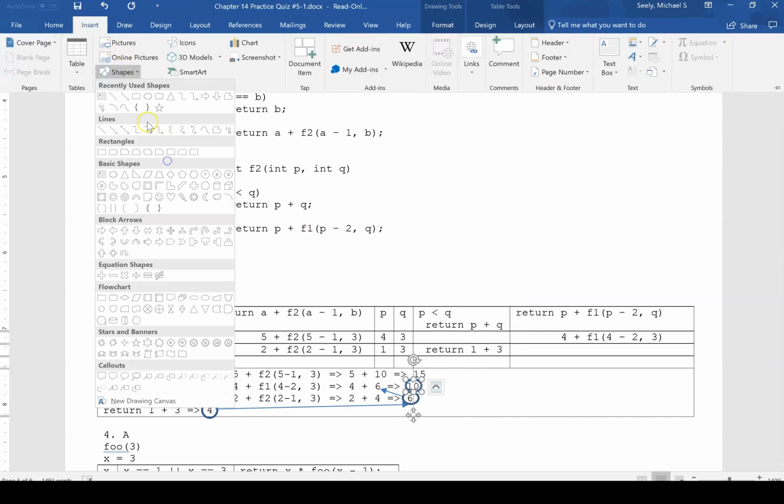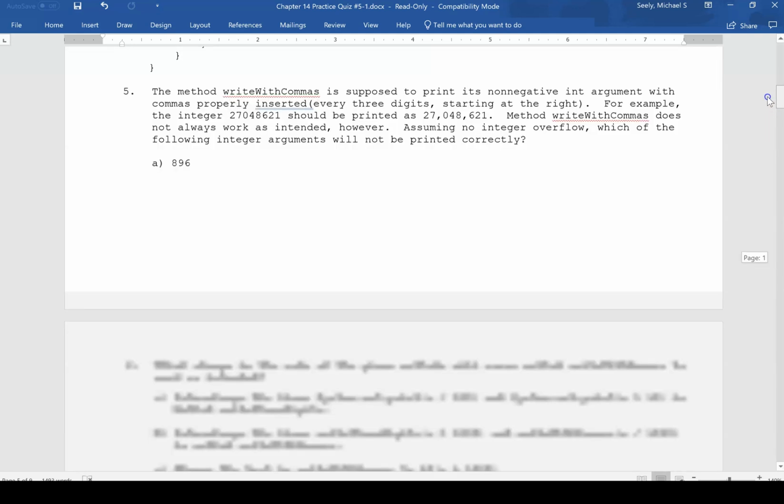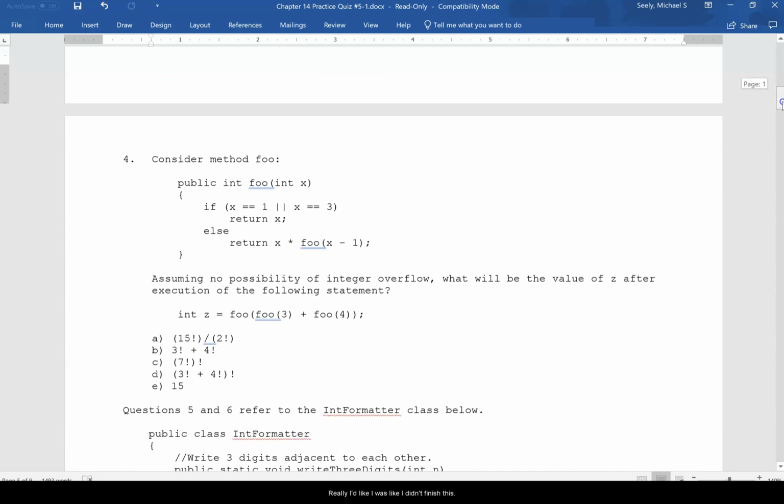Okay, that makes more sense. I was sitting here looking at that going, that doesn't look right. So anyway, we get down to our base case, and then we start kind of going back up the stack with, whoops, you know what, I even did that wrong. I got to put that right there, that 4. Okay, so 4 gets passed in, 2 plus 4 is 6, 4 plus 6 is 10, 5 plus 10 is 15, and that's where I got E from. It was, and of 3 was E. Okay, I was looking at it like, I didn't finish this.